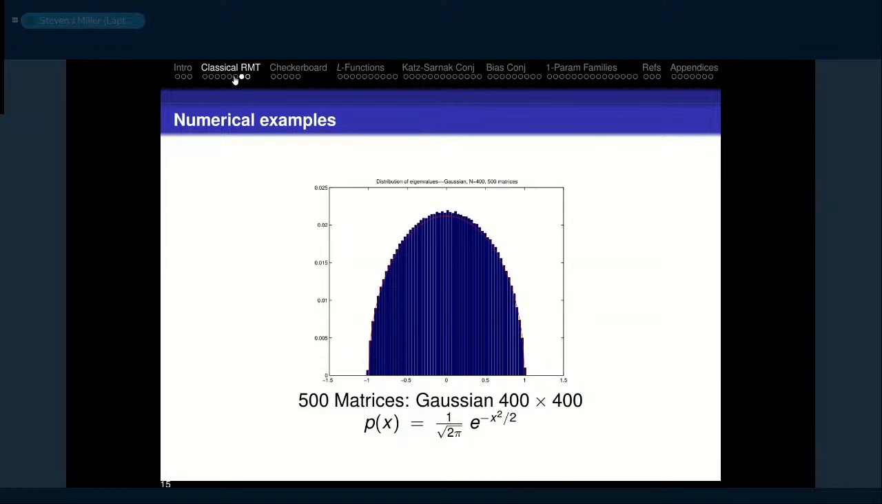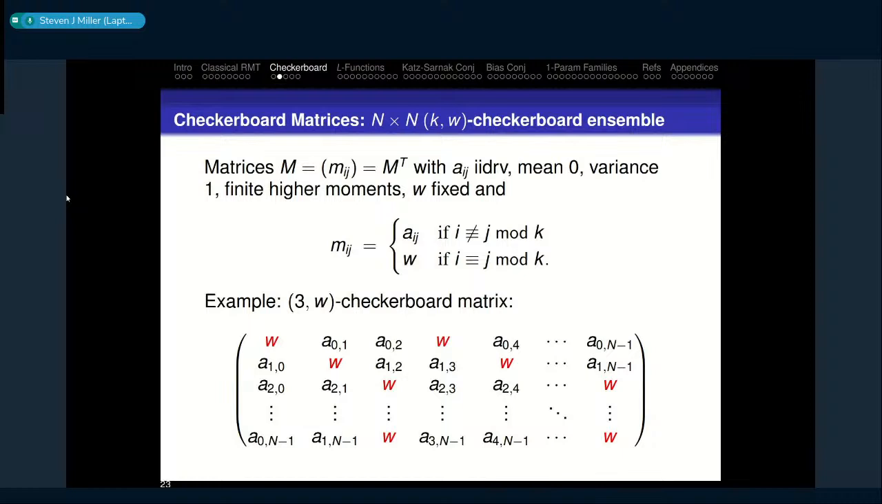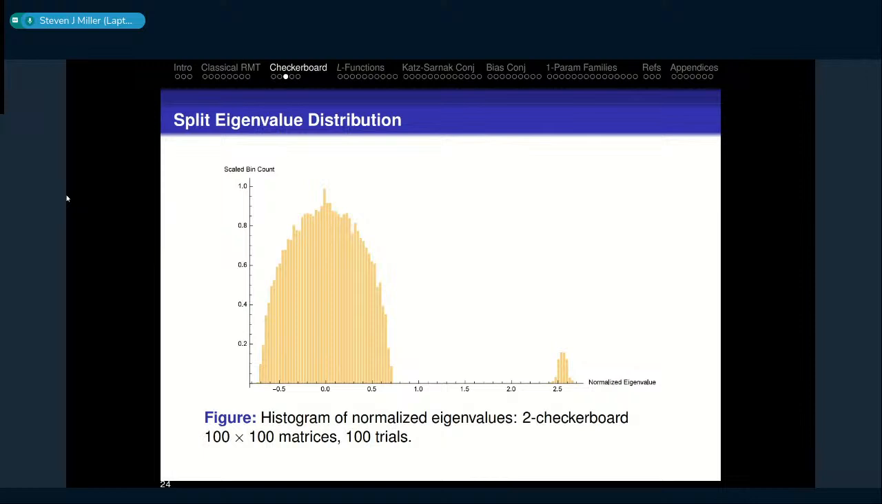If we go to the checkerboard ensemble, we can then ask, what is the effect of this w going to be? I'm now looking at a subset of real symmetric matrices. How much of a change does this introduce? Well, here's a histogram of the normalized eigenvalues of a 2 checkerboard matrix. I did 100 by 100 matrices, 100 trials, and almost all of the eigenvalues are close and follow the semicircle, but there's a small blip of a couple of eigenvalues that are outside.